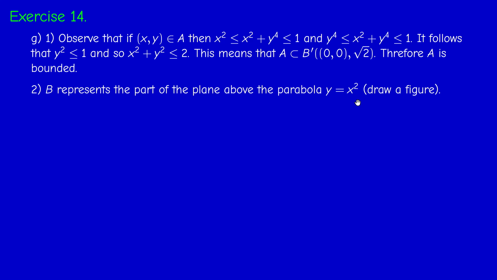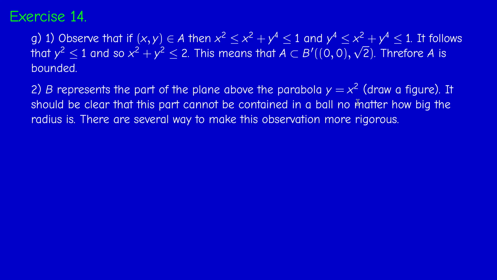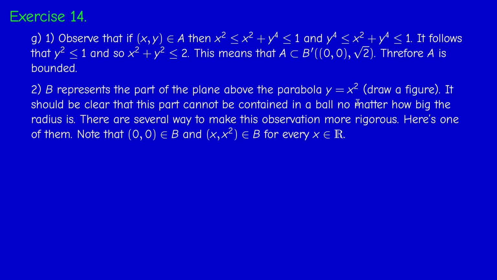And there are really several ways to justify this in a more rigorous way. Here's one of them. We observe that (0, 0) belongs to B, because 0 is bigger or equal than 0 squared. And for any x in R, the point of coordinates (x, x squared) is also in B because x squared is bigger or equal than x squared. So these are really points on the boundary, on the parabola. Now I could have taken x and x squared plus 1, it doesn't matter.